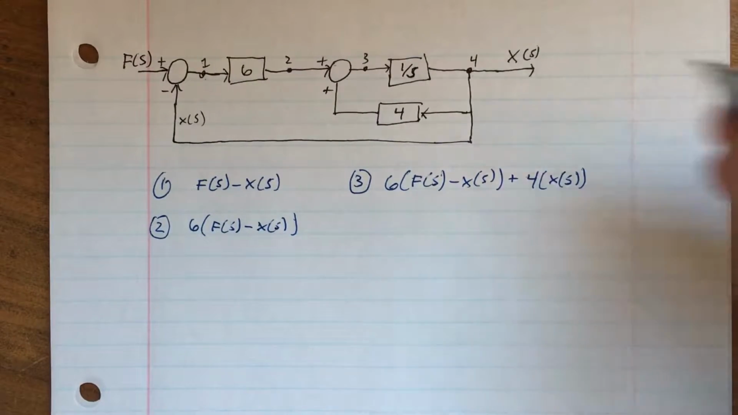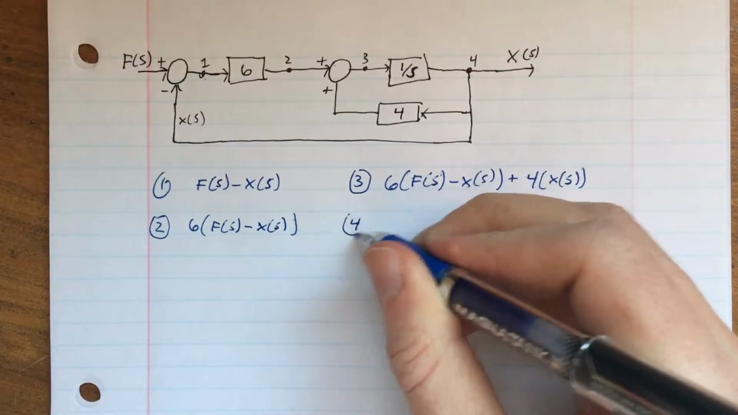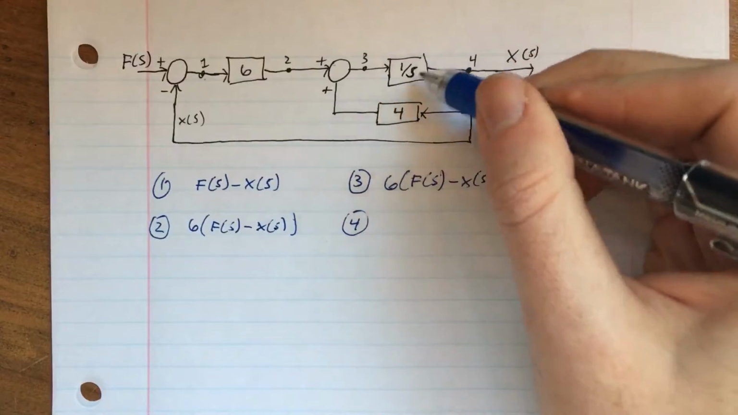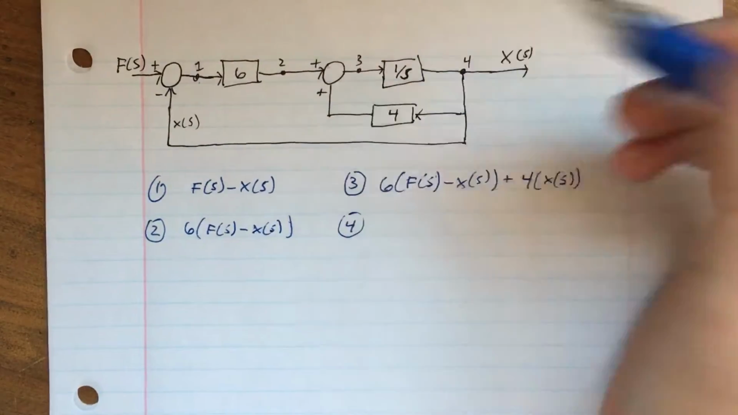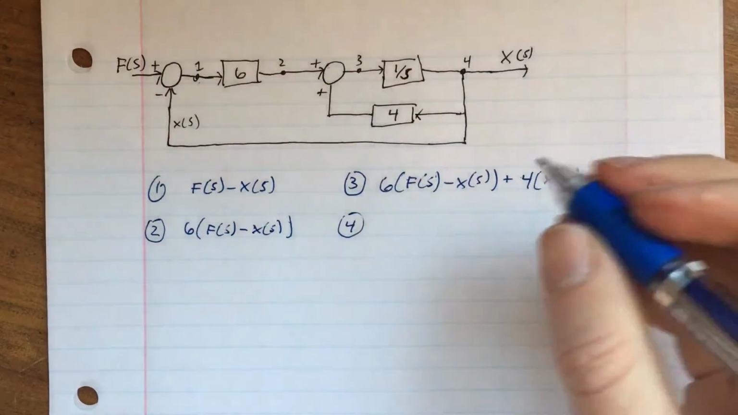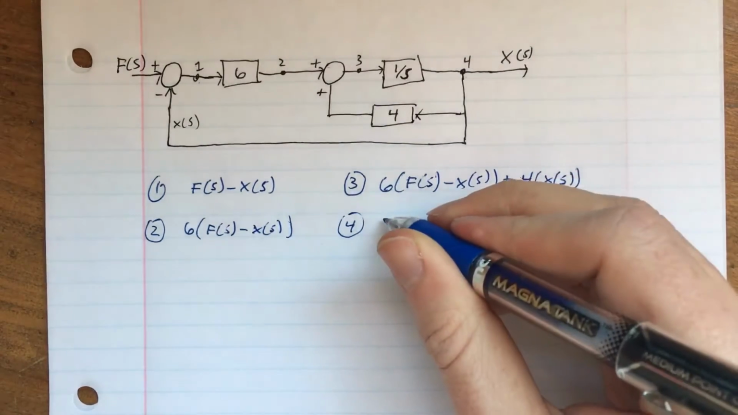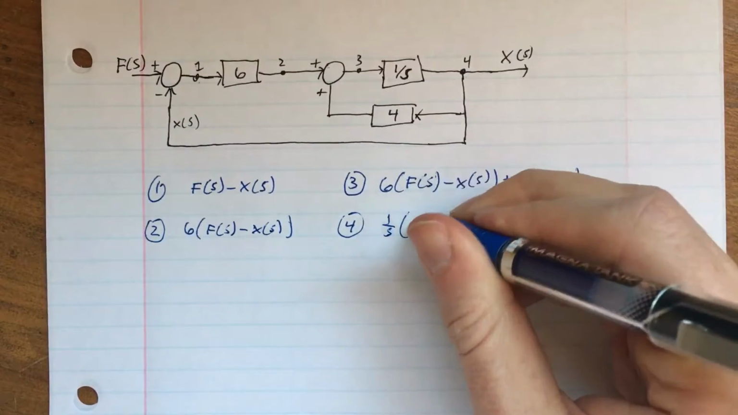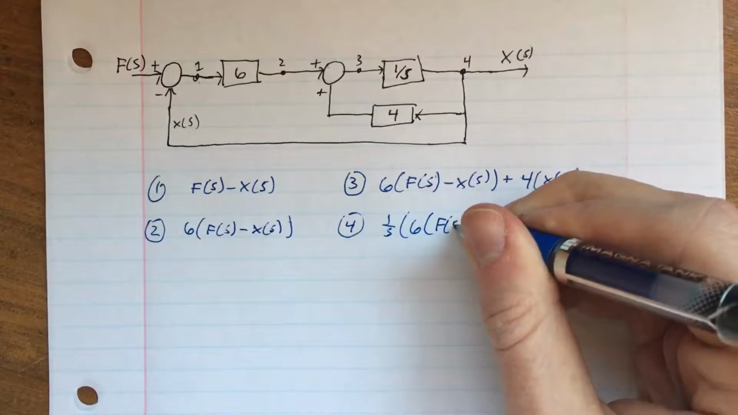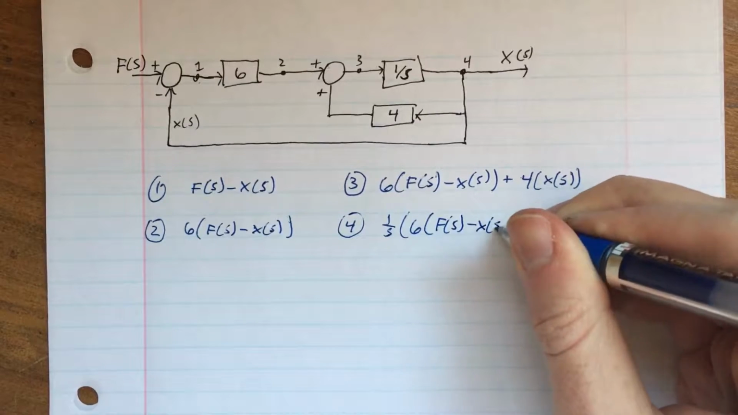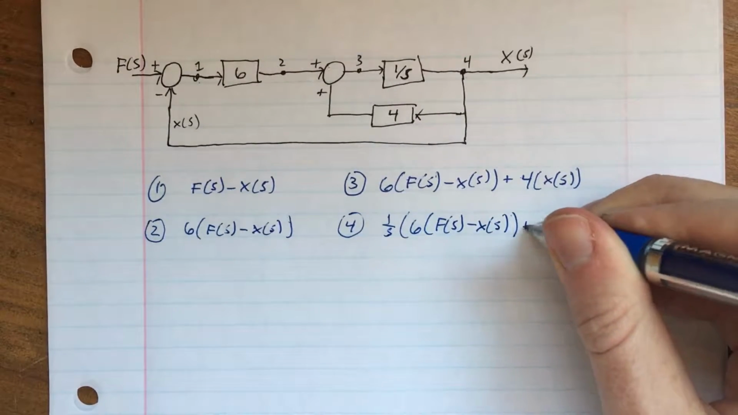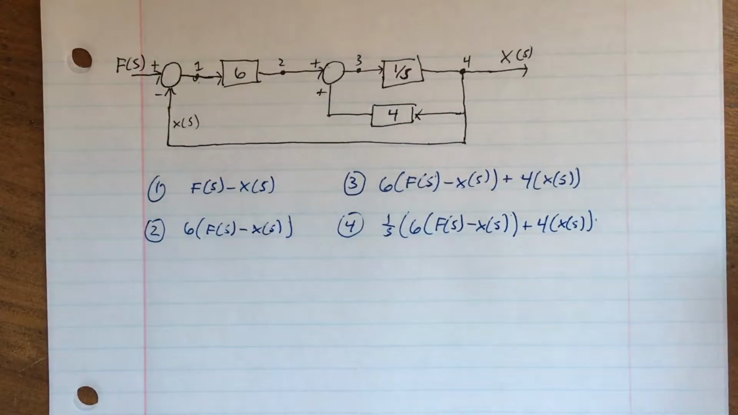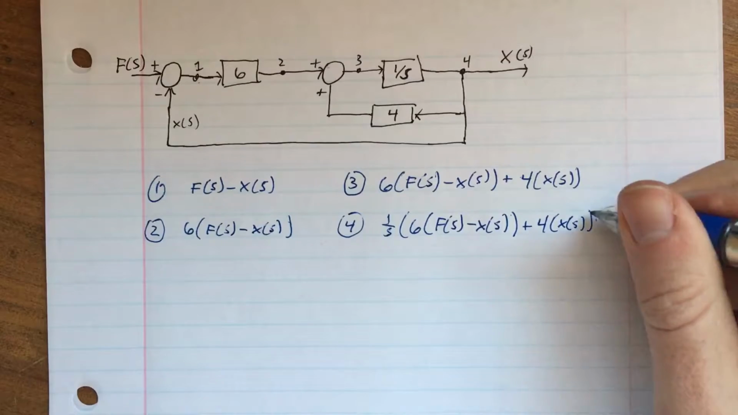And then at point 4, we just take what comes into this thing, and multiply that by 1 over s. So we just have 1 over s times 6 times f of s minus x of s plus 4x of s. Yeah, that's good.